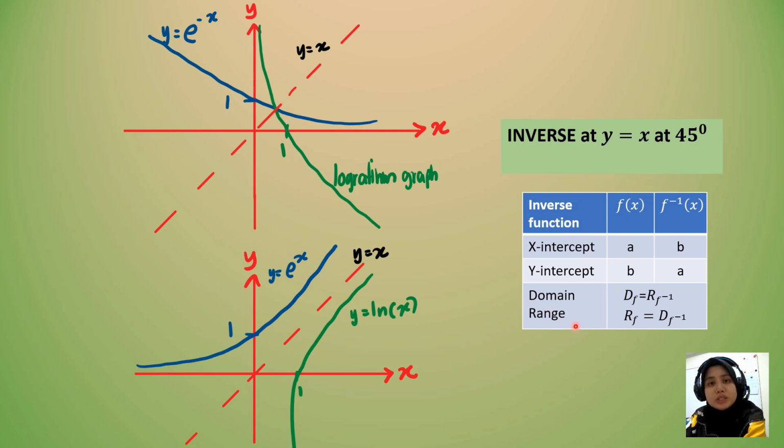Next, our domain and range. Our domain and range have a relation. Our domain for the f function is equal to the range for the inverse function, and the range of our function is equal to the domain of the f inverse function. So actually, it's not hard, it's easier when you can make a summary. Okay, you know what the contents are, understand the contents, simplify the contents, and when your content is simplified, you can apply it in doing your questions.